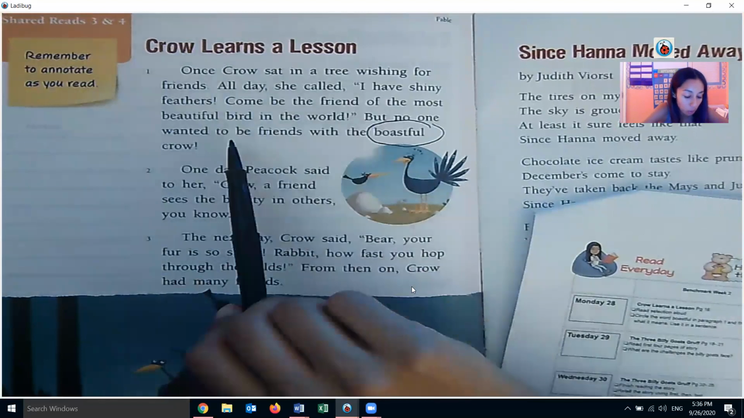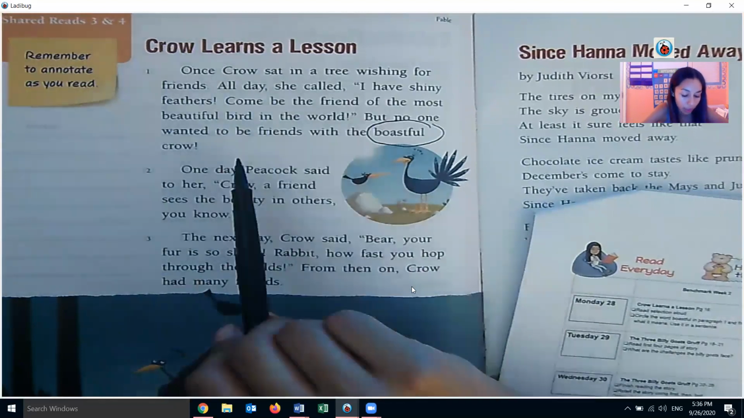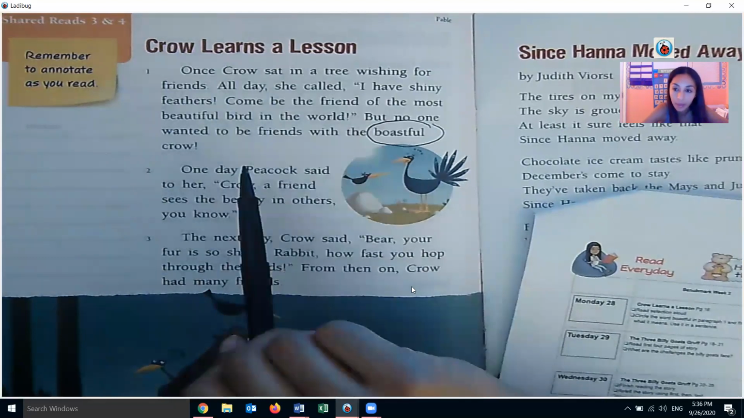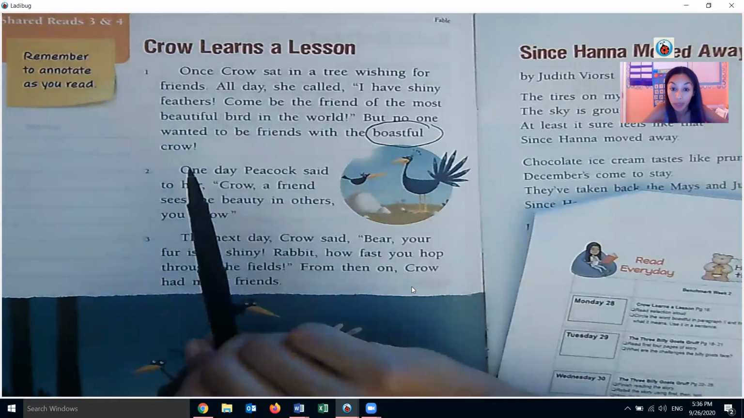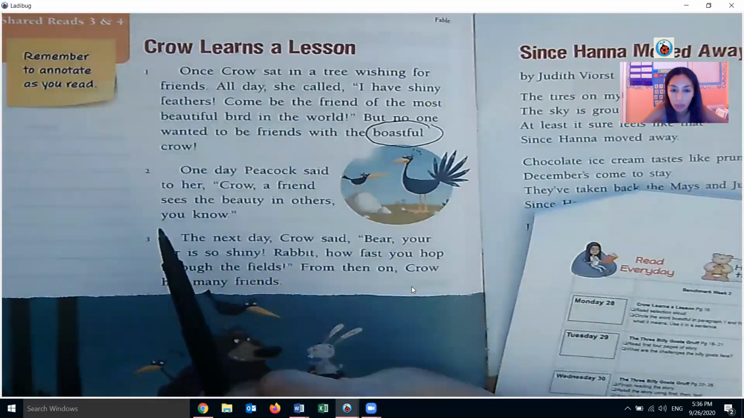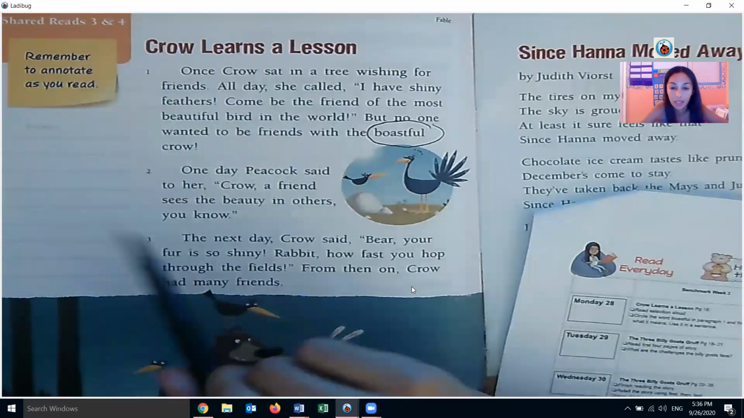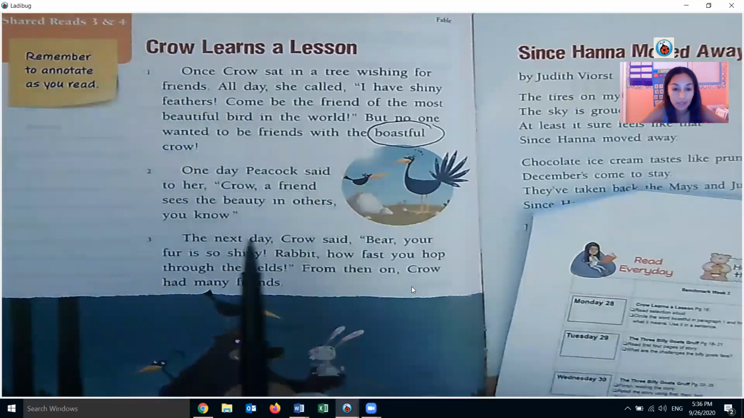Come be the friend of the most beautiful bird in the world. But no one wanted to be friends with a boastful crow. So I can kind of tell that word means maybe kind of like showing off. Maybe someone that's a little bit, but they're kind of flaunting, at least this bird, their feathers.